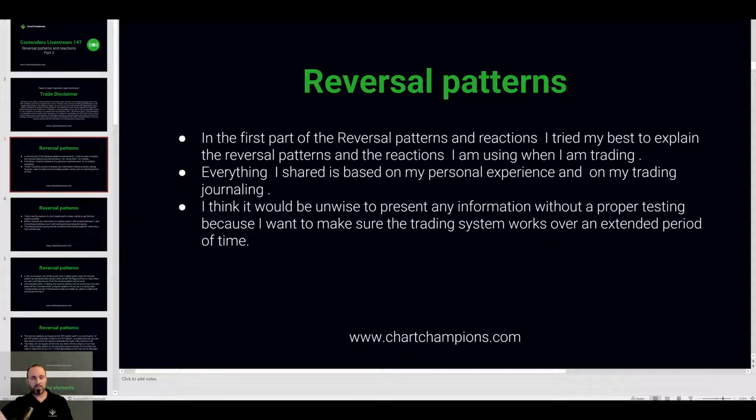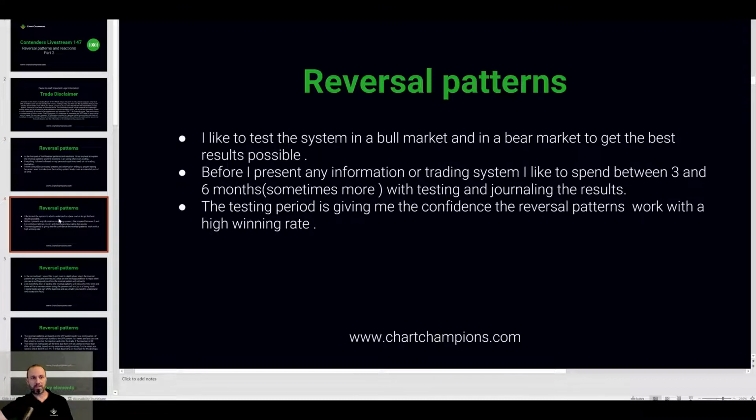This is really important because a trading system needs to be tested over an extended period of time, just to make sure it works, because sometimes one thing works and after that the market changes, the conditions are not the same, and maybe that trading system is not working. So for that we need a testing period over an extended period of time, and this is basically what I was doing. Moving forward, I like to test the system in a bull market and in a bear market to get the best results possible.